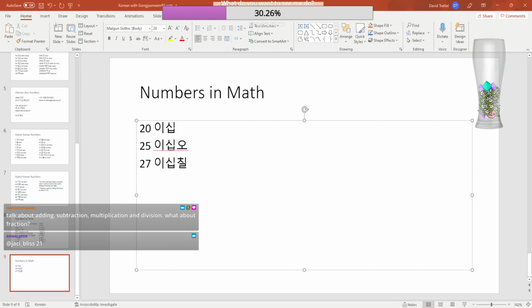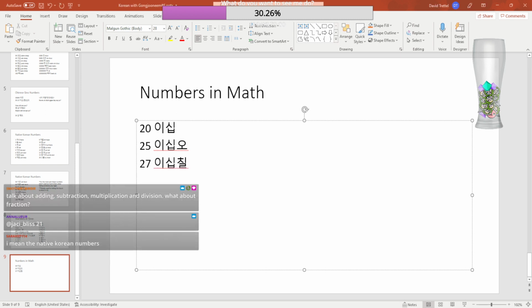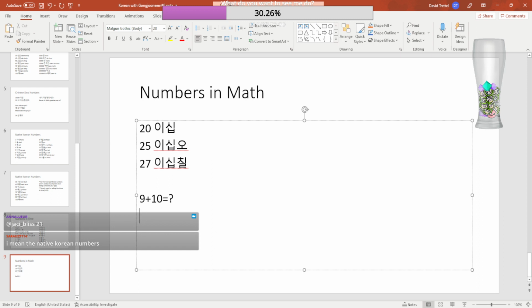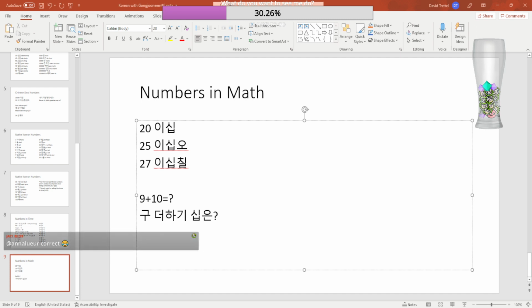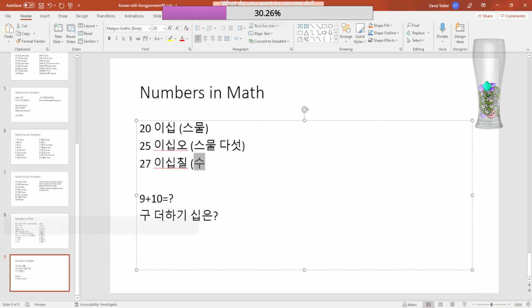So when we look at it, if we were to say 9 plus 10, and it's this kind of question, we would say 9 더하기 10은, in the native numbers. So 21. 20, and this one is 25, and 27. So it's the same way.